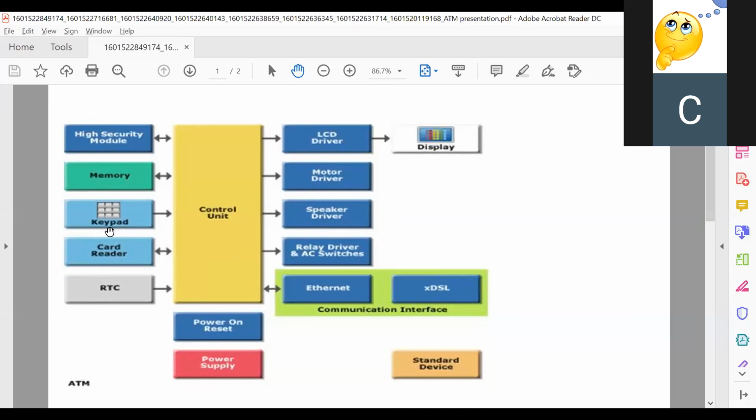The card reader is an input device that reads the data from the card. The card stores our account number and everything. It reads all the information from the card. Then the other input device is the keypad.